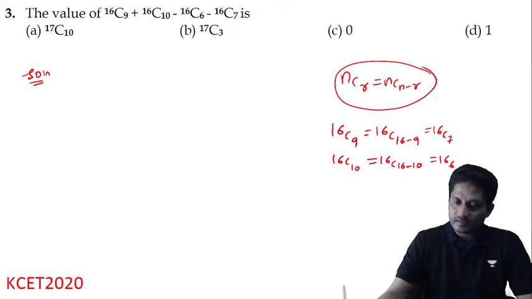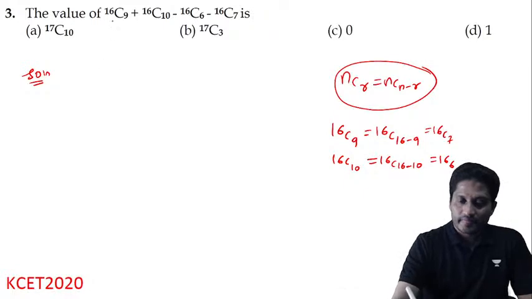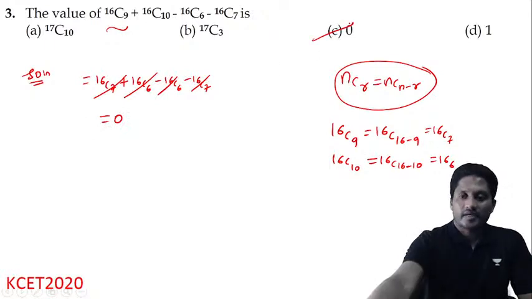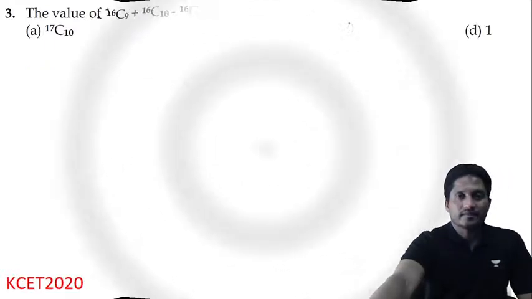Now I'll substitute the values. 16C9 is the same as 16C7. 16C10 is the same as 16C6, minus 16C6, minus 16C7. This cancels, and this cancels as well. You will get the answer as 0. Right, let's move to the next question.